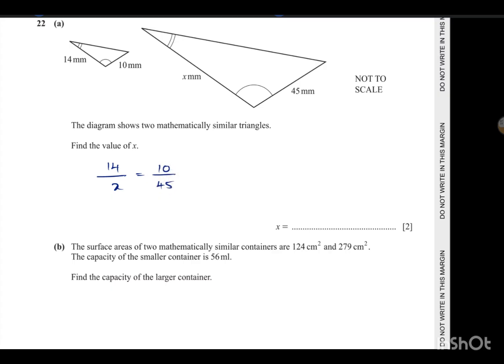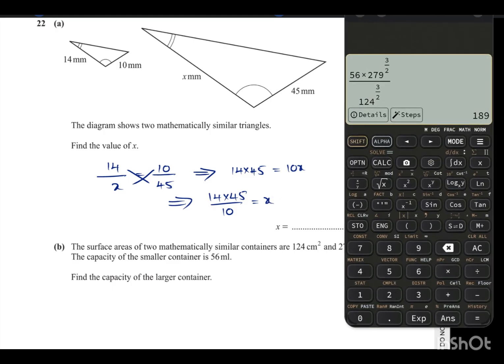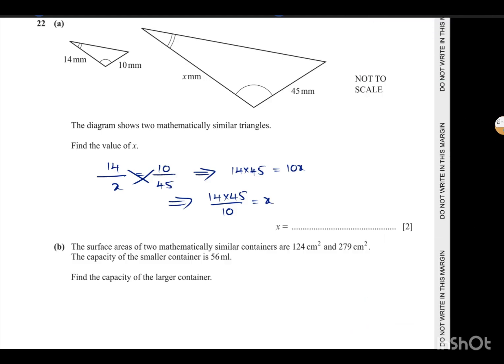Cross multiply. 14 into 45 is equal to 10x. Now 14 into 45 by 10, if you do, you get x. Find out. 14 into 45 by 10, 63. So answer is 63 mm. 63 mm, sorry.